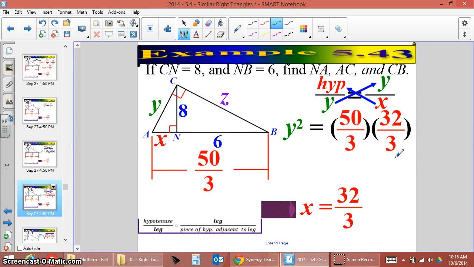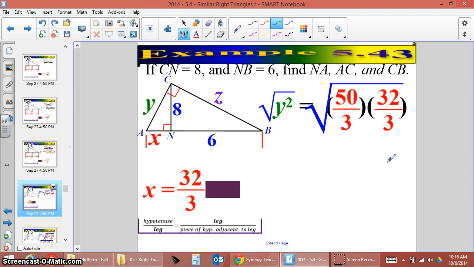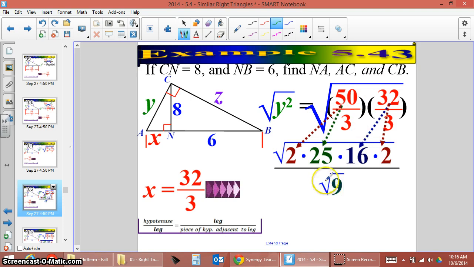So now I plug in my information. I know that my whole hypotenuse is 50/3, and my whole x piece is 32/3. And now I can square root both sides. Now when I do that, it sets me up nicely because I can break this square root apart into lots of little square roots. And I do that by getting the square root of 9 on the bottom, and 50 breaks into 2 and 25, and 32 splits to be 16 and 2.